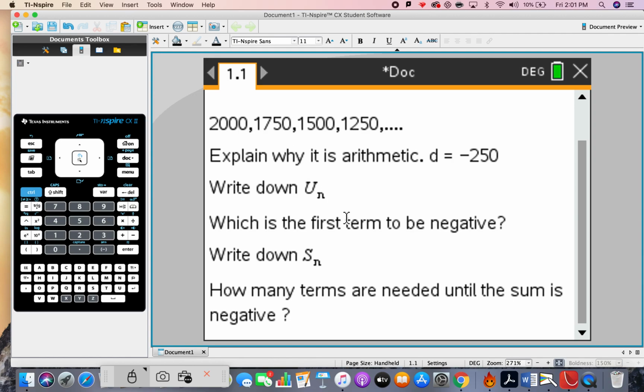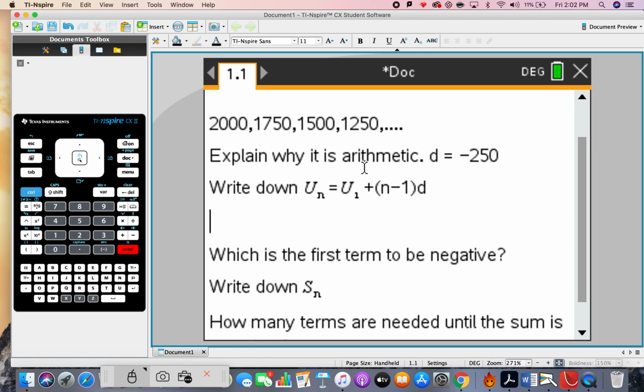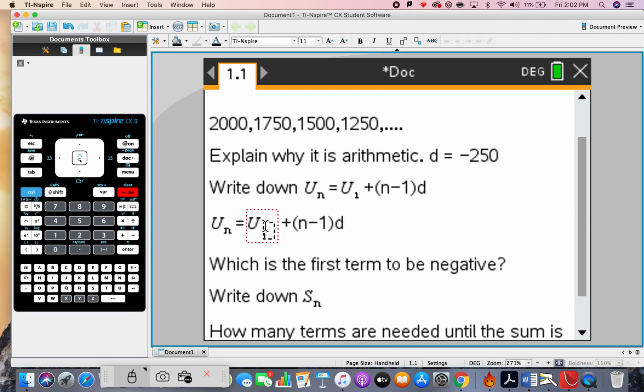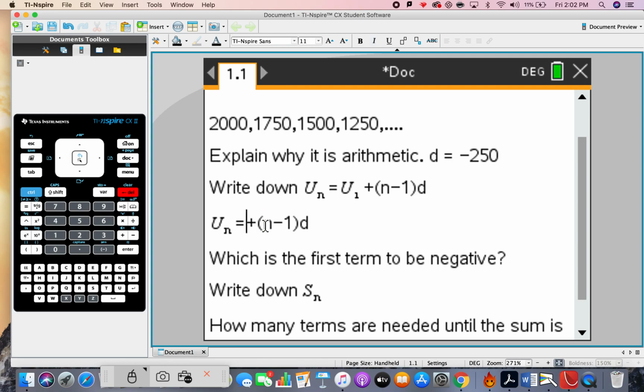Write down u of n straight from the formula sheet. u of n equals, and I can type in here. I'm just grabbing the formula and adjusting this: u1 plus bracket n minus 1 bracket times d. So let's feed in all of this now. I'll copy and paste it again. So u of 1, what is u of 1 for this sequence? u of 1 is 2000, plus n minus 1, and now replace the d with negative 250.